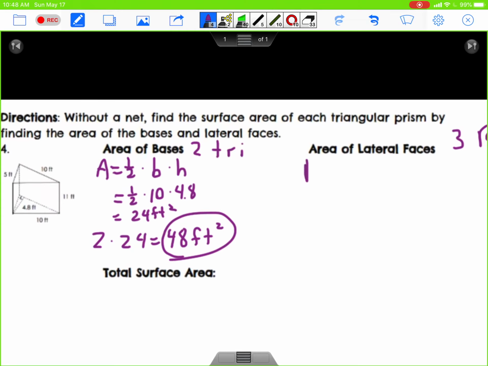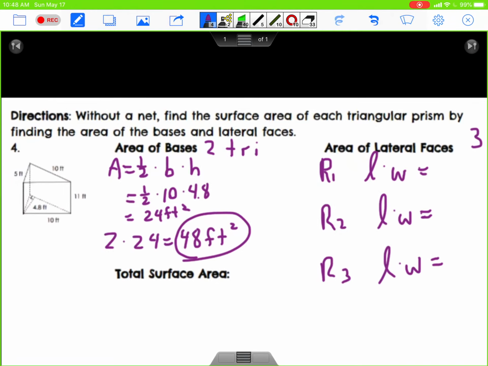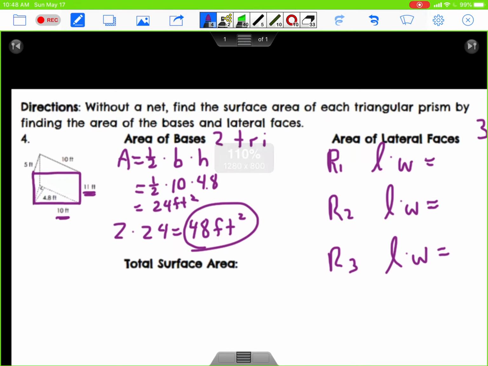I like to organize it as rectangle 1, rectangle 2, and rectangle 3, making sure I got all rectangles. Remember, area is length times width for your rectangles. We'll start one rectangle at a time. So I have this one right here. This front rectangle has a length and a width of 10 and 11.